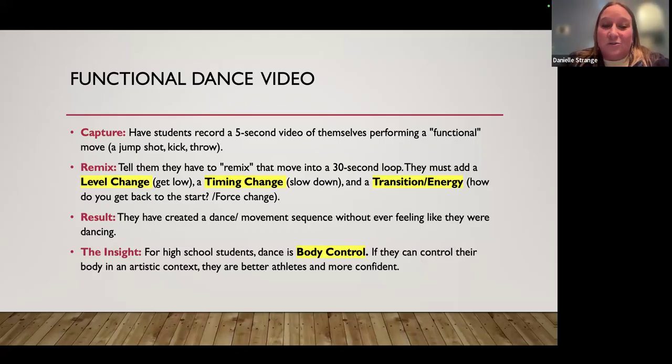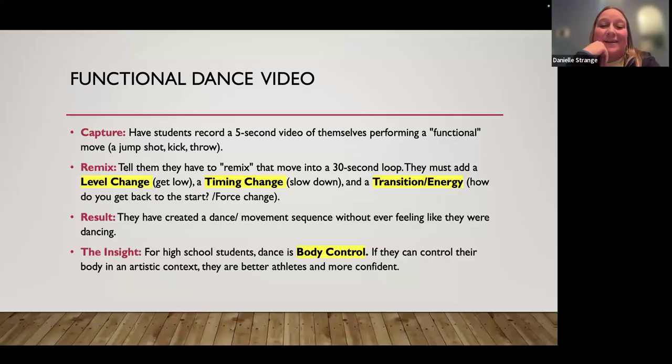So they have a level change, maybe like a jump shot. They go up for the jump shot, come down, do some kind of level change, slow it down, and then add some kind of transition at the end where they swing their arm a different way after they do their jump shot.